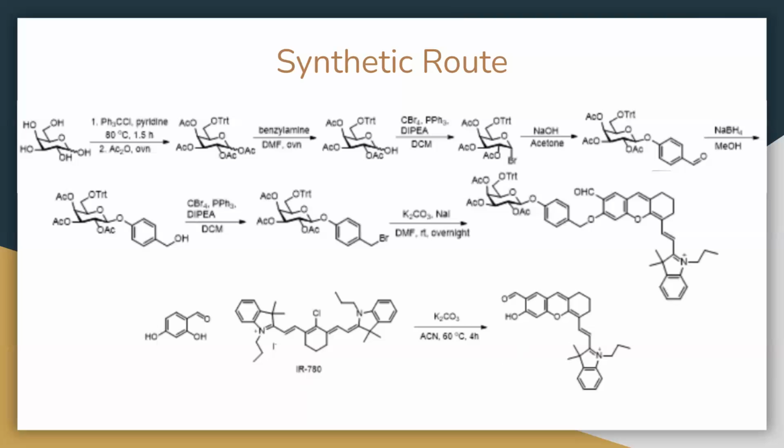There were two reactions that had a slightly lower yield. This one, the retroaldol condensation of IR780, had only a 21% yield, and the addition of NaOH and hydroxybenzaldehyde had a 35% yield. So those are two reactions that may need to be optimized further, or other routes may need to be explored in order to get around the low yields in those reactions.